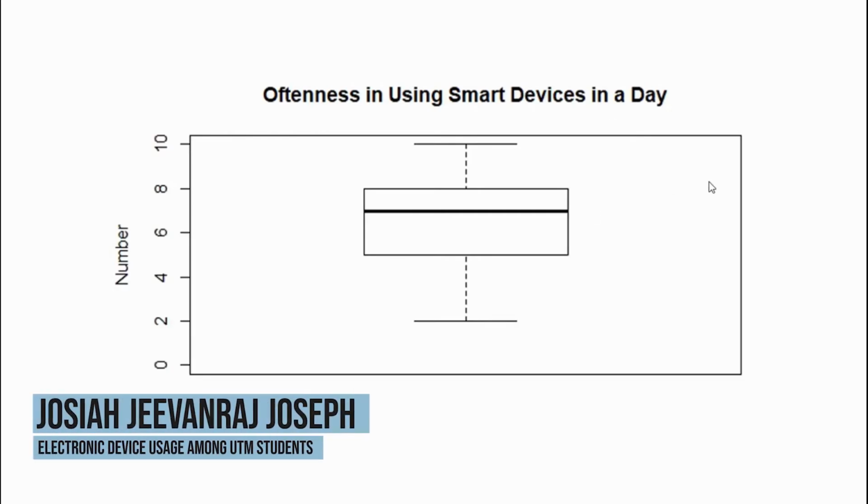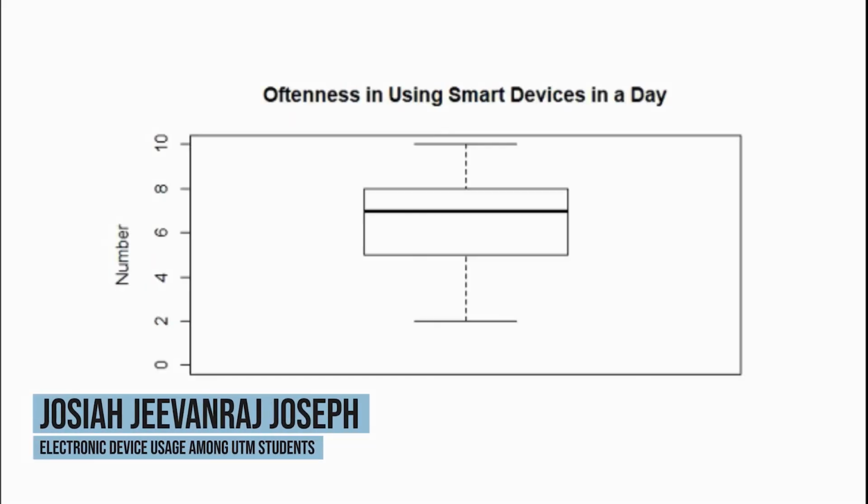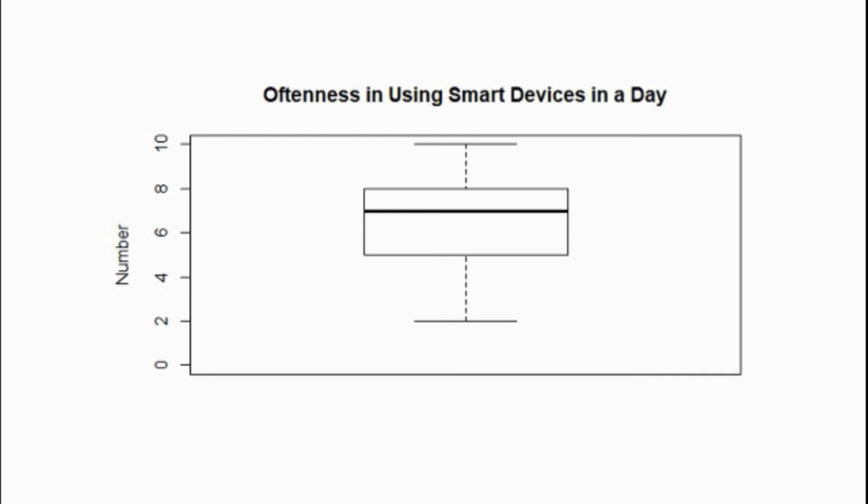And so what we can see here is the oftenness of using smart devices in a day, which is put in a box plot. From this box plot, the first thing we can see is that the first quartile is much bigger than the third quartile. What this means is that it is a negatively skewed box plot. In the middle we have our median with a value of 7, which separates the first quartile and the third quartile. It is very obvious that the first quartile is much bigger. Other than that, we can also see that the value of the top whisker is 10 and the lower whisker is 2.